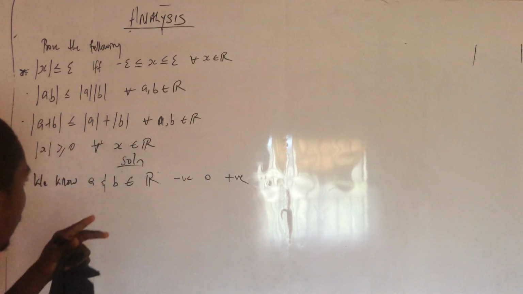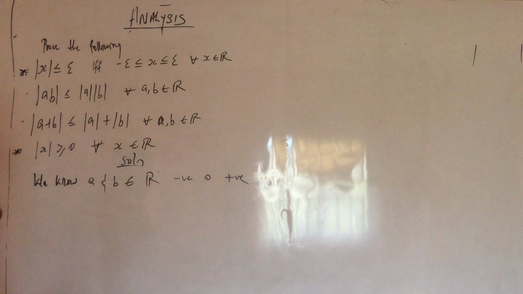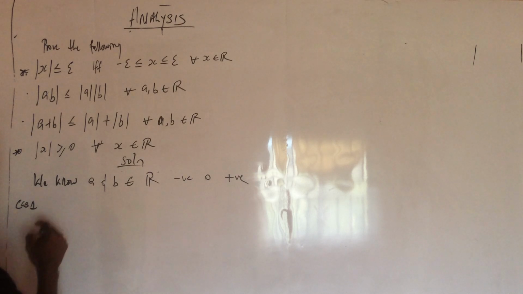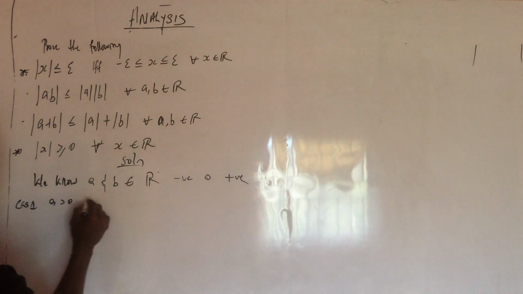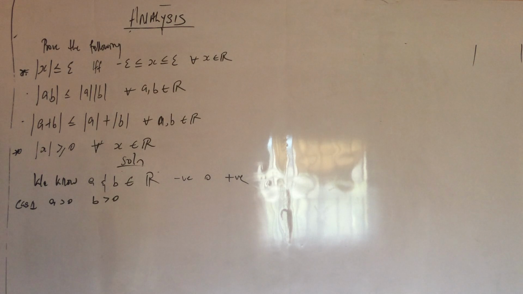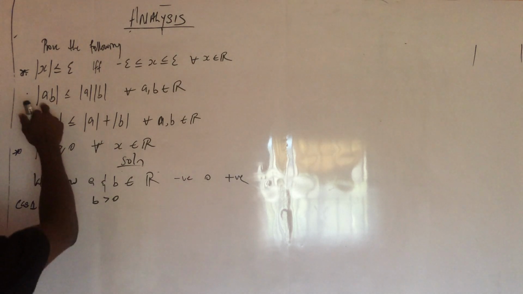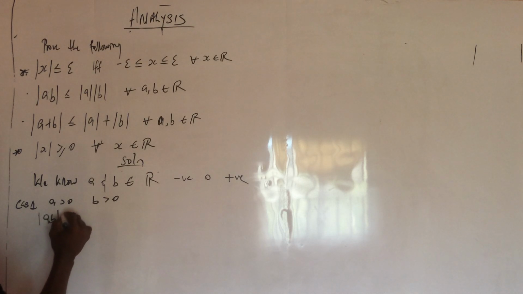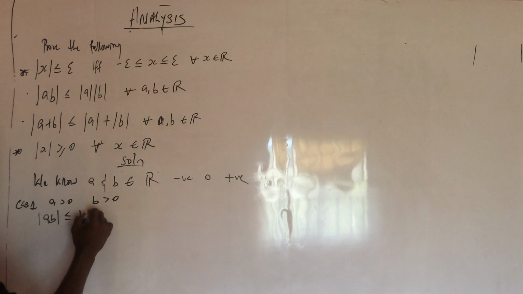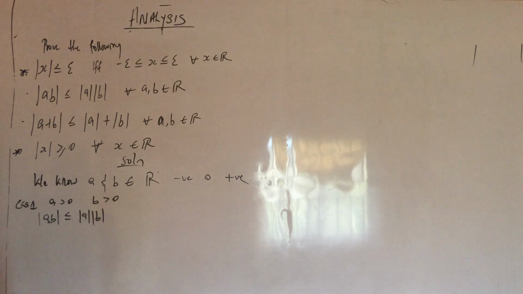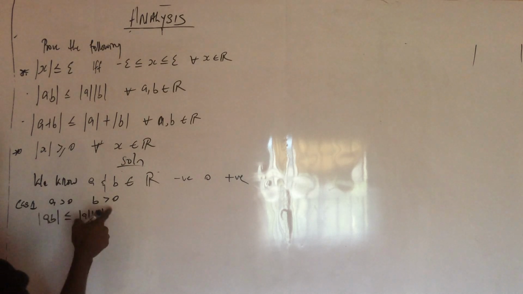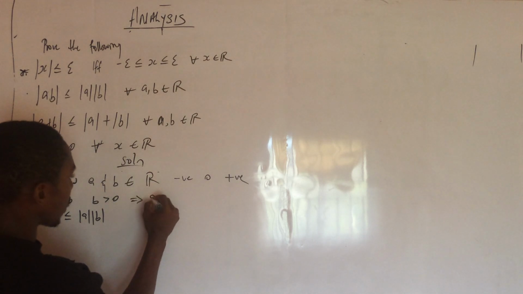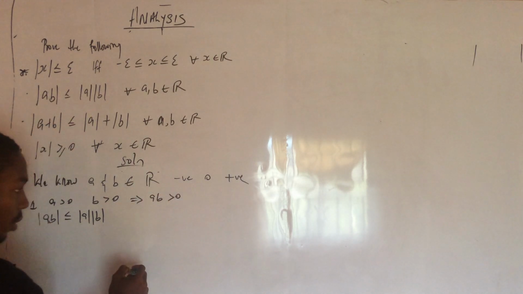So we are going to be considering many cases. Case 1: A is greater than 0, B is greater than 0. So when A is greater than 0 and B is greater than 0, from this we can say the absolute value of AB is less than or equal to the absolute value of A times the absolute value of B. And if A is greater than 0 and B is greater than 0, this implies that AB is also greater than 0.